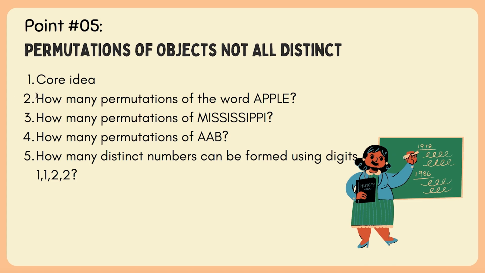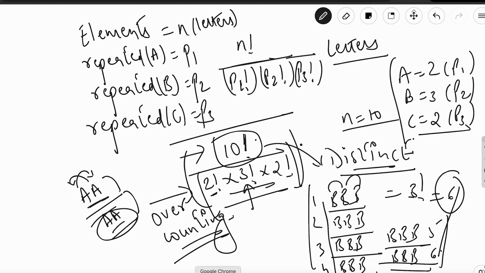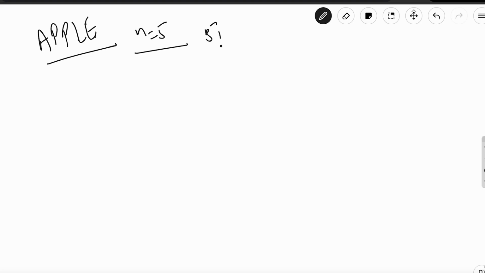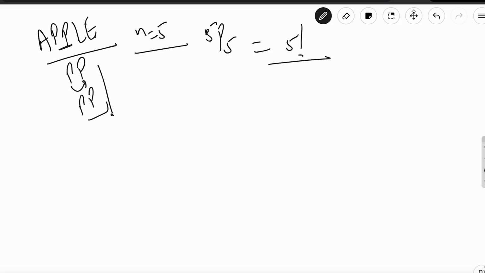Let's look at some more examples. How many permutations of the word apple are possible? We have A, P, P, L and E. So how many permutations are possible? 1, 2, 3, 4, 5. So n is 5. It's 5P5, which is basically 5 factorial, but P is repeated 2 times here. So PP, even if we swap places, it will be PP. So no difference. So this is extra calculation, so we divide by 2 factorial. This is the final answer, which is 120 upon 2, which is 60.